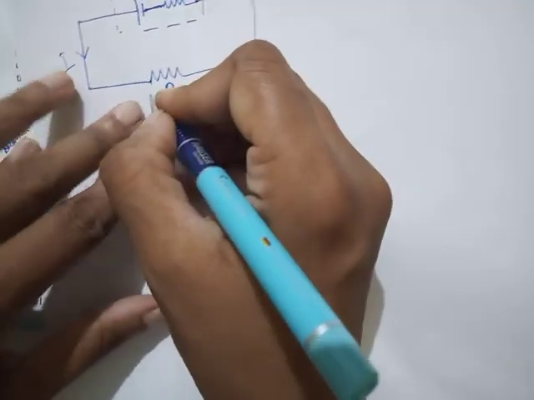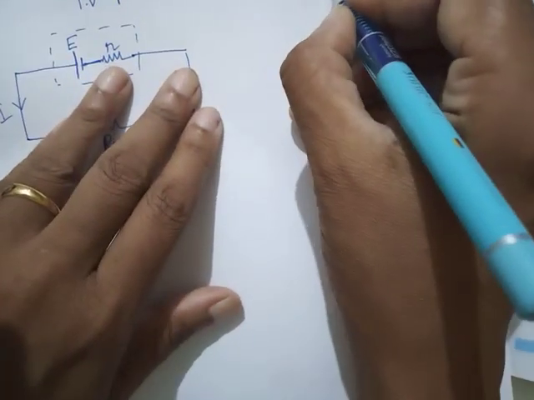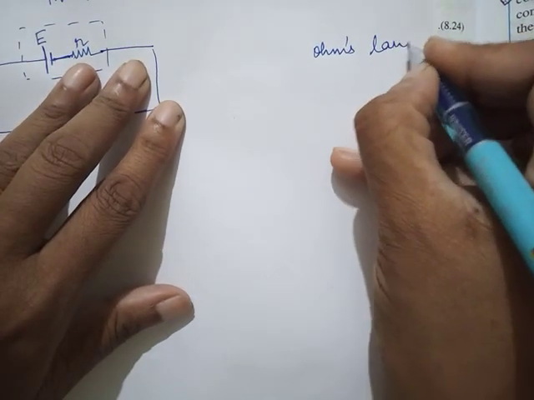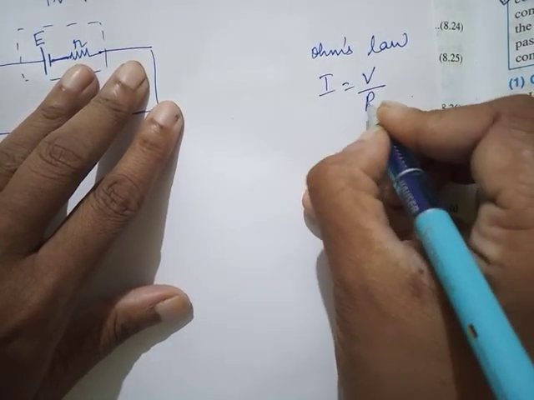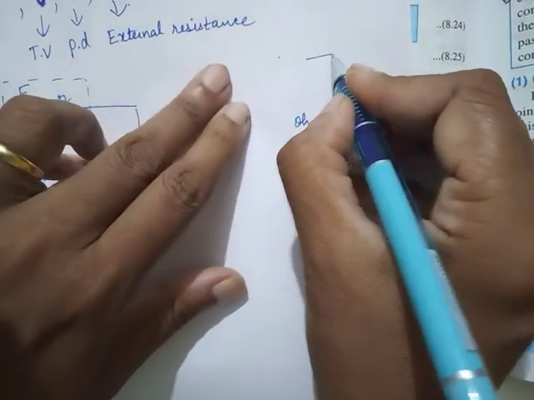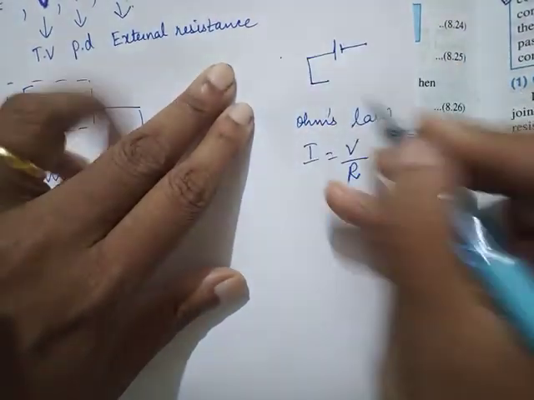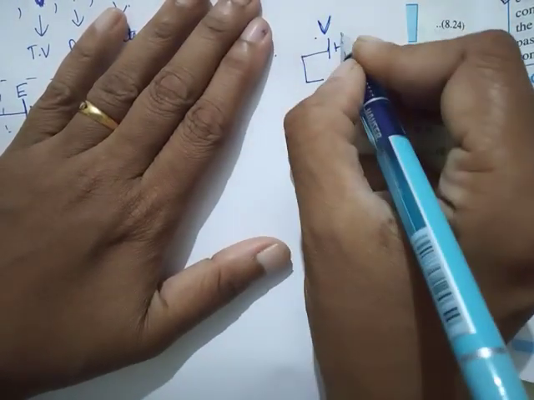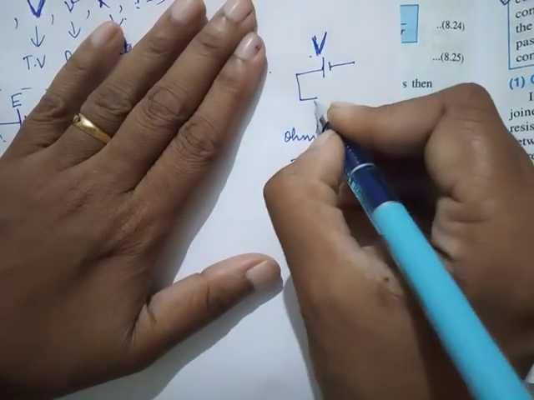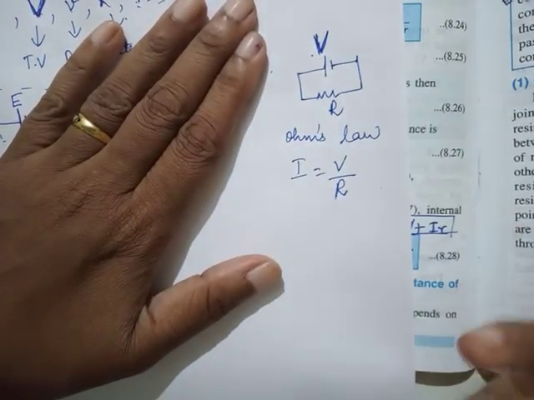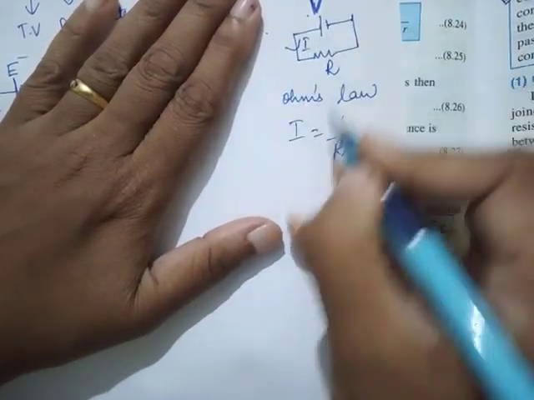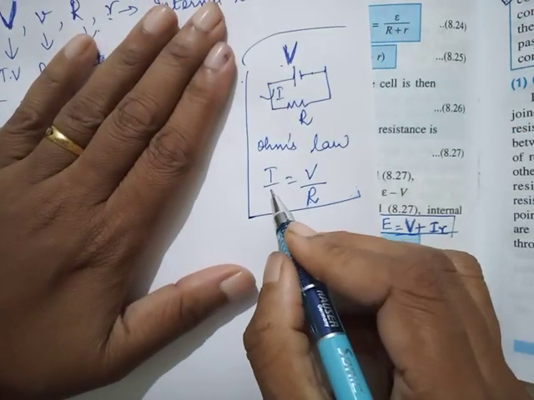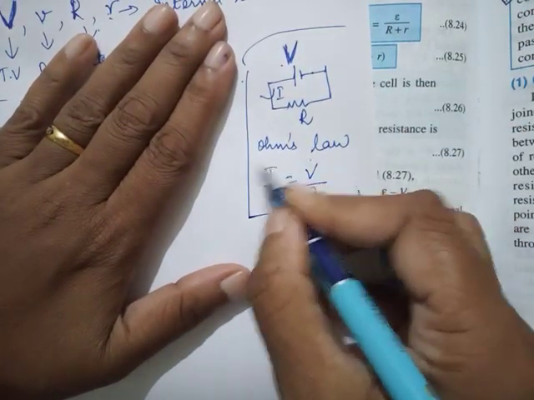So according to Ohm's law, I is equal to V by R. Now, in this case, we are not having internal resistance. We are just having a battery whose EMF and terminal voltage are the same, and then there is just one resistor R connected to it. In that case, current I, you will just write V by R. If there was no internal resistance, then the current formula is V by R, which you saw in the previous part.